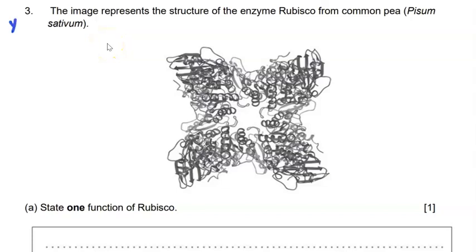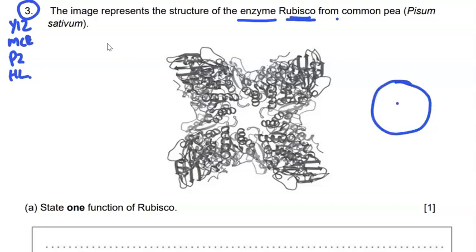Okay, so this is the year 12 mid-course exam. We're looking at paper 2 of the higher level paper. Question 3. The image represents the structure of the enzyme Rubisco from the common pea. And we have this image here. As soon as I see Rubisco, my thinking has already gone to the Calvin cycle.